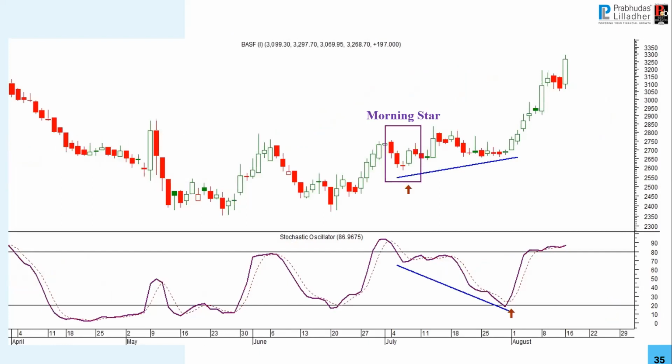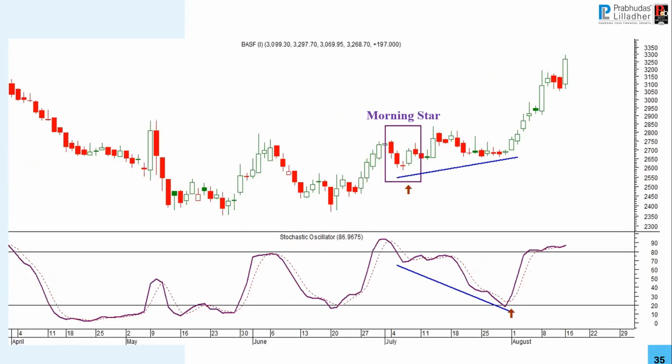This is another strong example of a positive divergence. See the morning star, and here is what, this is actually not a positive divergence. This is a reversal trade. It is not a positive divergence. This is a reversal trade.